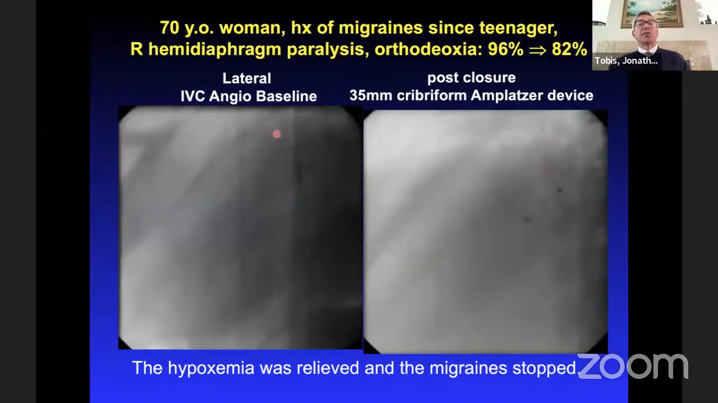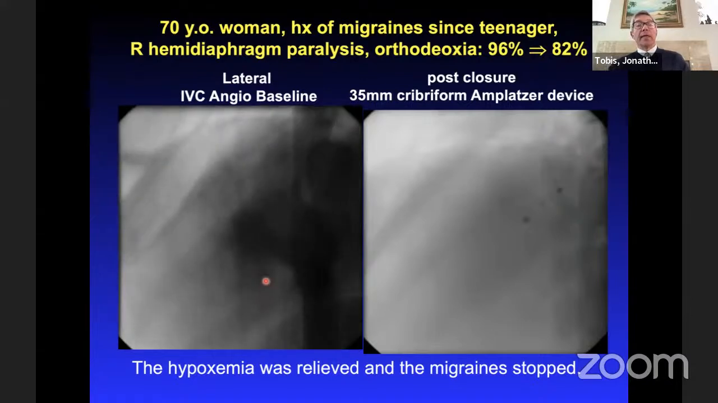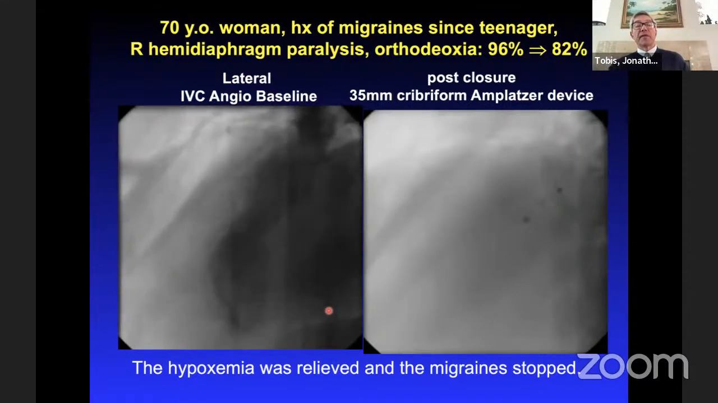So this is a woman that I saw, a 70-year-old woman, who had a history of migraines since she was a teenager. As she got older, she developed right hemidiaphragm paralysis of unknown cause, but she then had orthodeoxia. So when she was lying down, her oxygen saturation was 96%. As soon as she got up and walked around, her oxygen saturation dropped down into the 80s, and she was very symptomatic, very short of breath. So here's an angiogram that we did from the inferior vena cava.